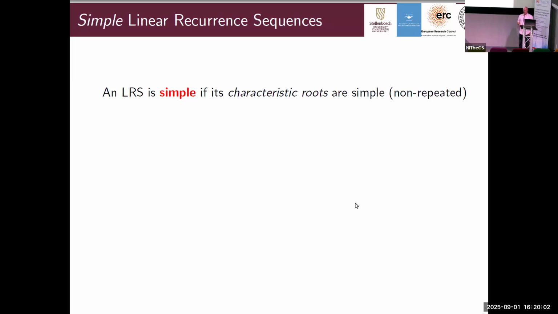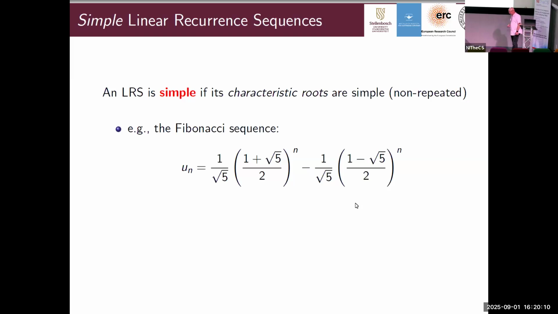And we call a linearly recurrent sequence simple if its characteristic roots are simple. I didn't want to tell you much about that, but basically what happens with those guys is that to this recurrence, you can associate something which is a polynomial. That polynomial has some roots. And if those roots are simple as roots, so they are not roots of the derivative, then this sequence is called simple.